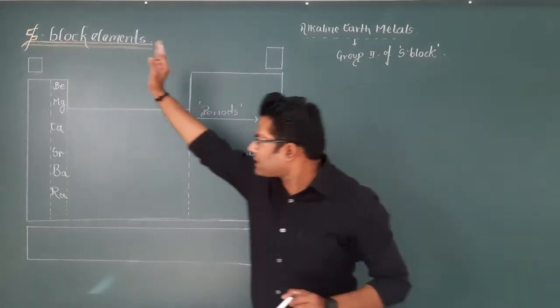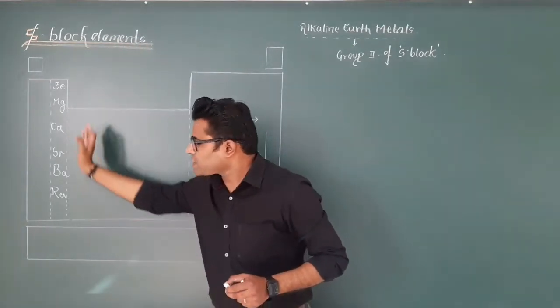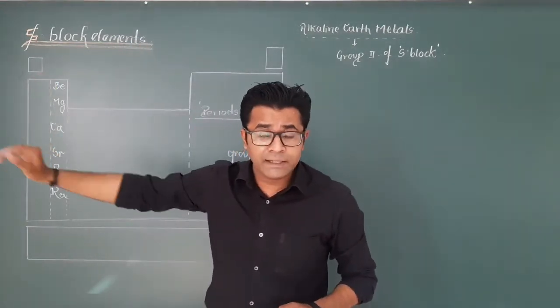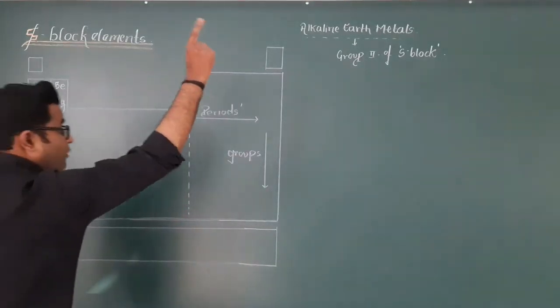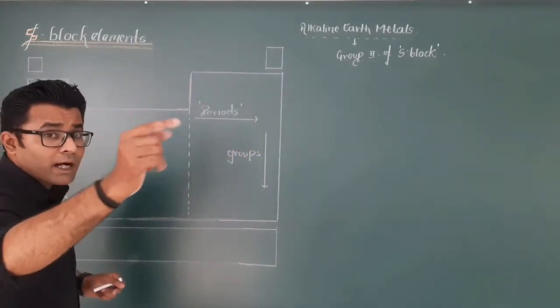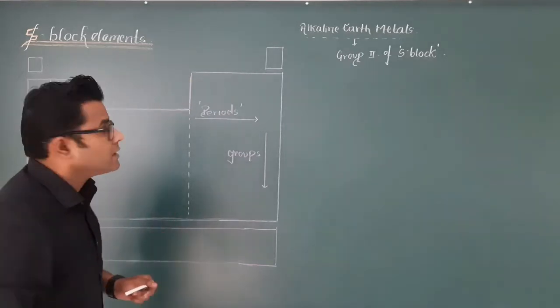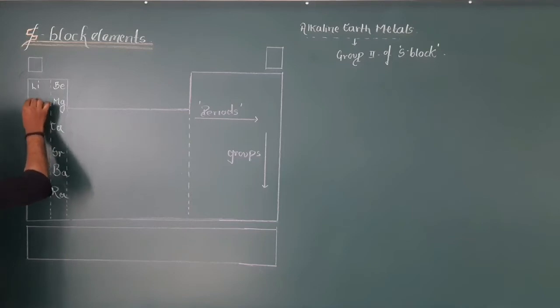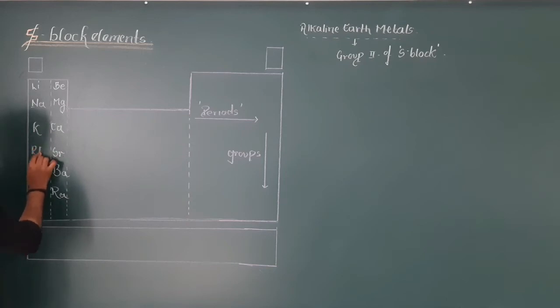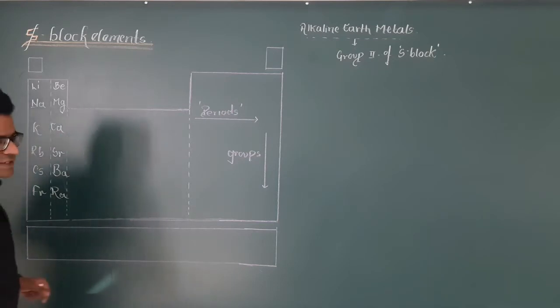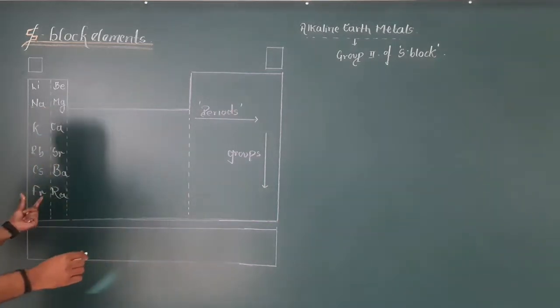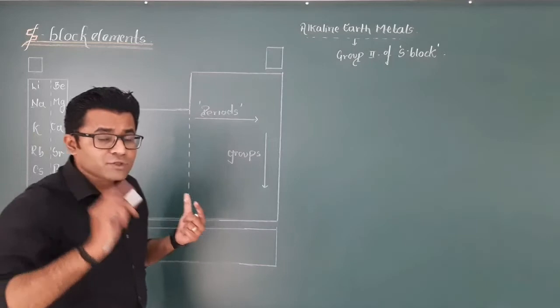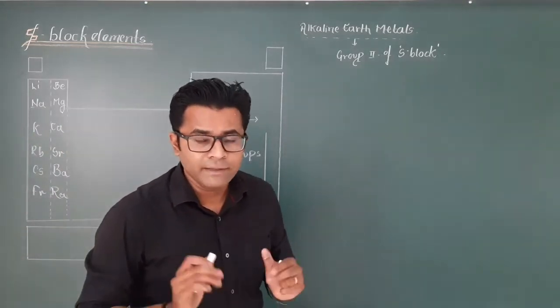In order to compare the properties of these with the previous set of elements, that was again of the S block, group number 1, the alkali metals. In the alkali metals we had lithium, followed by sodium, potassium, rubidium, cesium, and of course the last one, francium, which is radioactive. As this is radioactive, you can consider even radium to be a radioactive element.